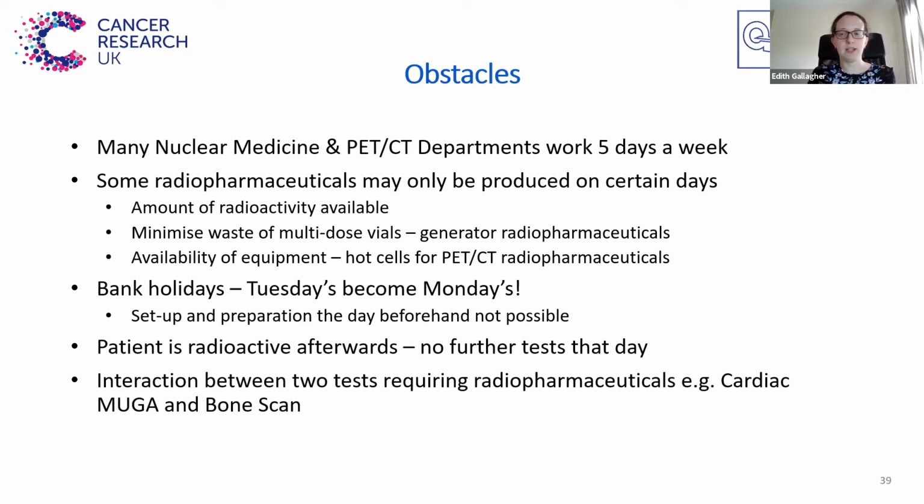If multiple nuclear medicine scans are required, there may have to be a minimum gap between them in order that the radioactivity from one does not interfere with the images of the second. For example, a cardiac MUGA and a bone scan should have an absolute minimum of 48 hours between both injections, but longer would be preferable.